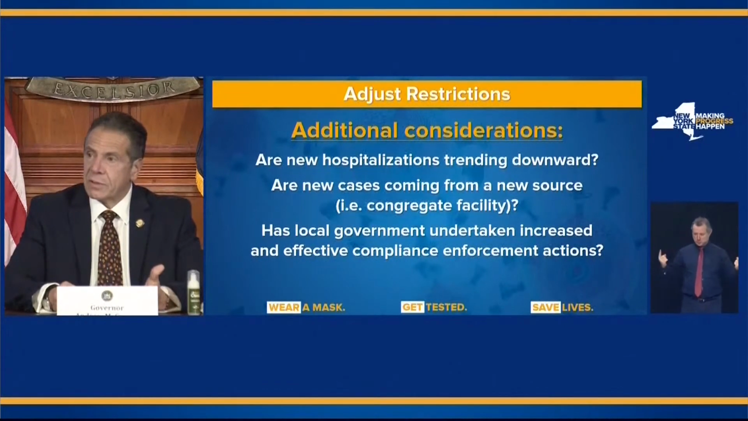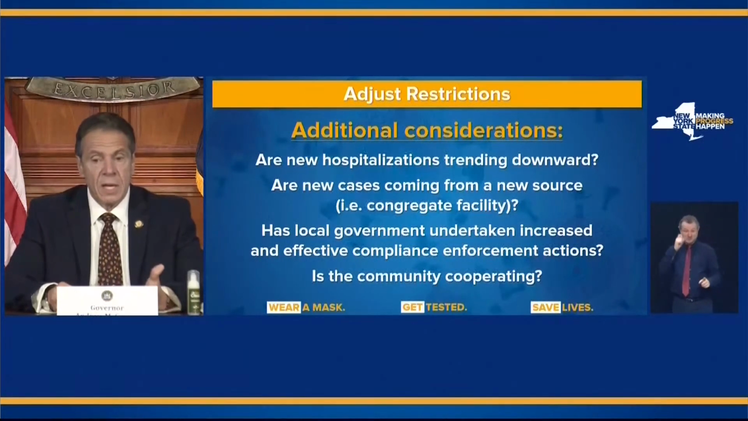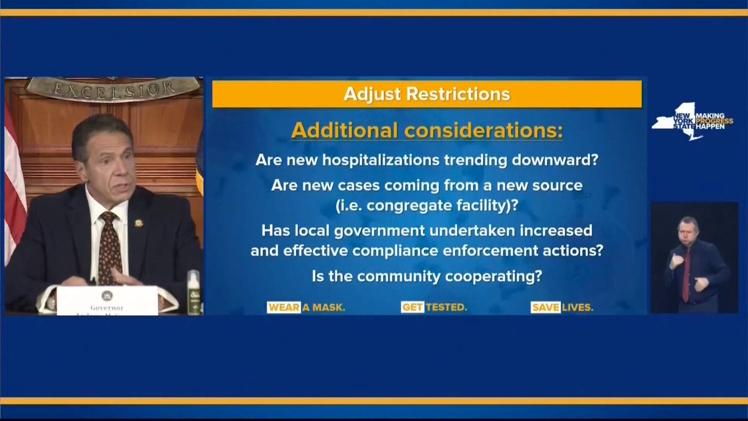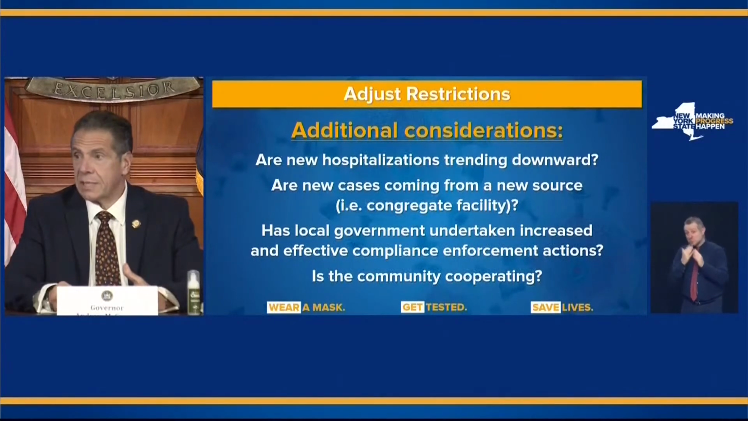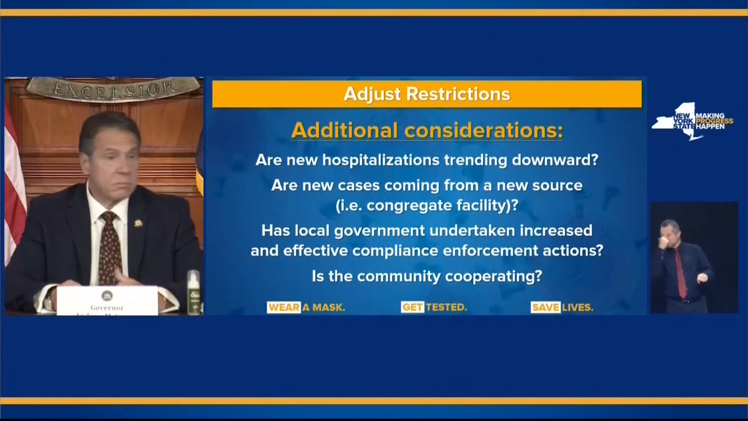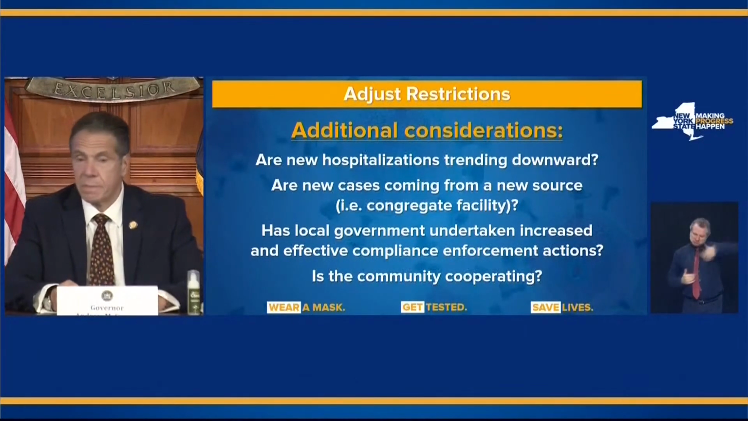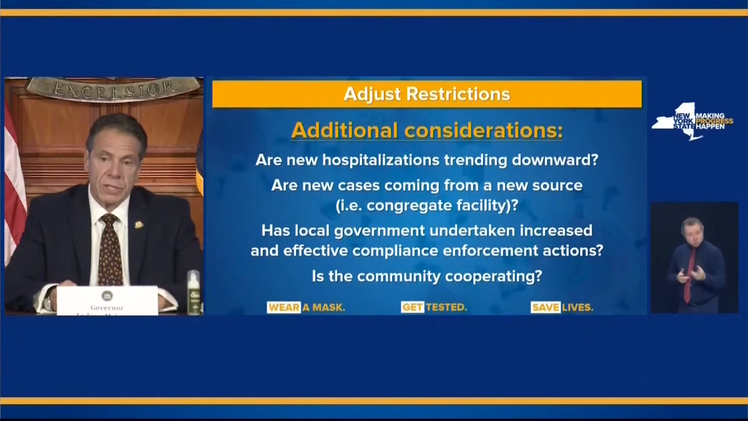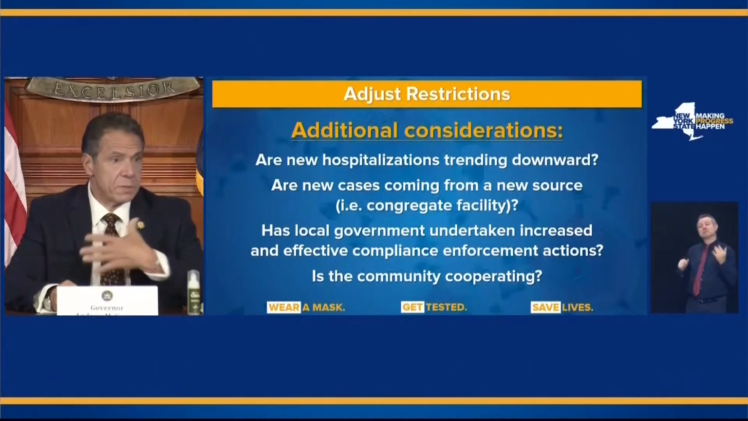So that's a factor. Is the local government actually doing the enforcement? And we know that has been spotty. And then, since you're dealing with a small community, is the community cooperating? Or is the community taking a hostile attitude and saying, we're not doing it. We're not wearing masks. We're going to violate the gathering rules, etc. So these are additional considerations. And this is literally conversations that we have with people and groups in the community.